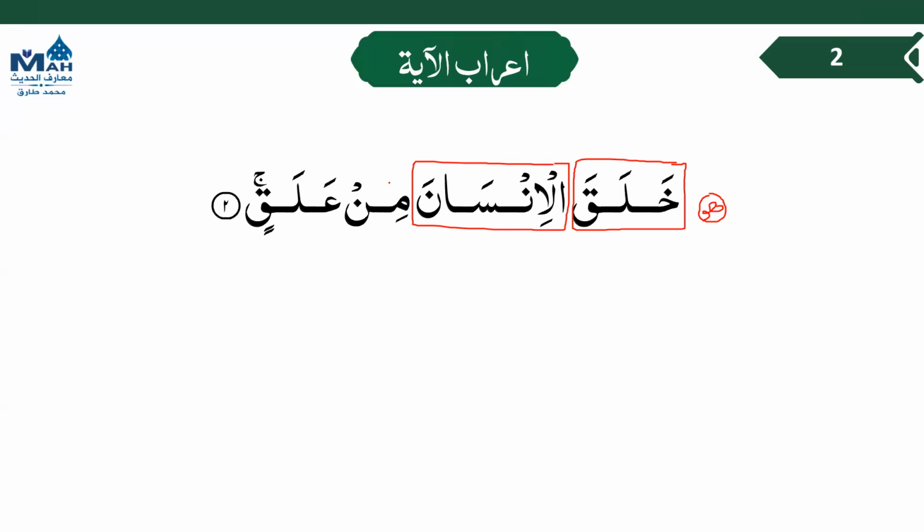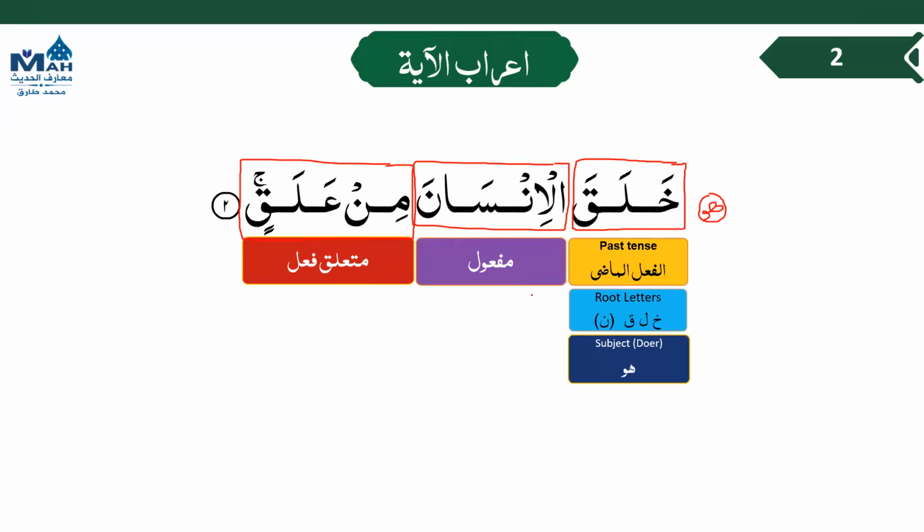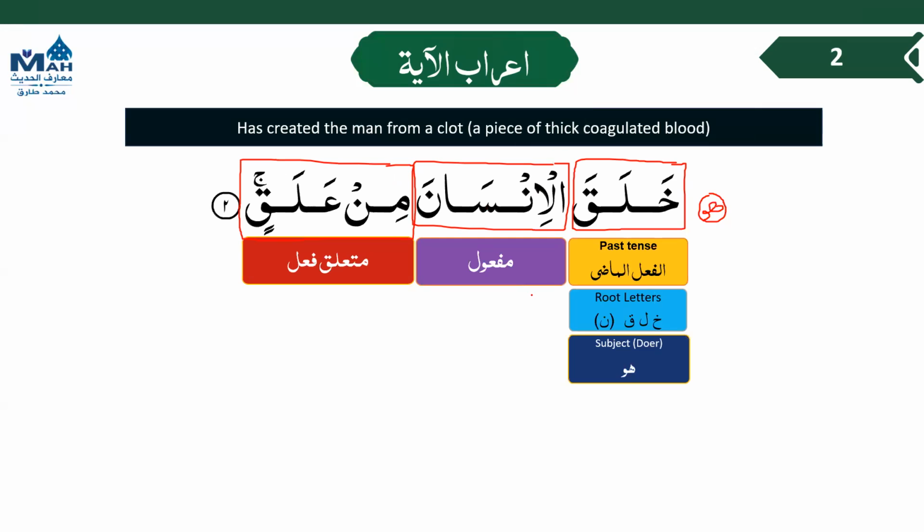Very good. Sana Afzal, min alaqin. What is the relation in this sentence? So it is muta'alliq for khalaqa. Very good. So can you translate, Sana? Khalaqa al-insana min alaq. He created man from a clinging substance. From clinging substance. What is the meaning of alaq?